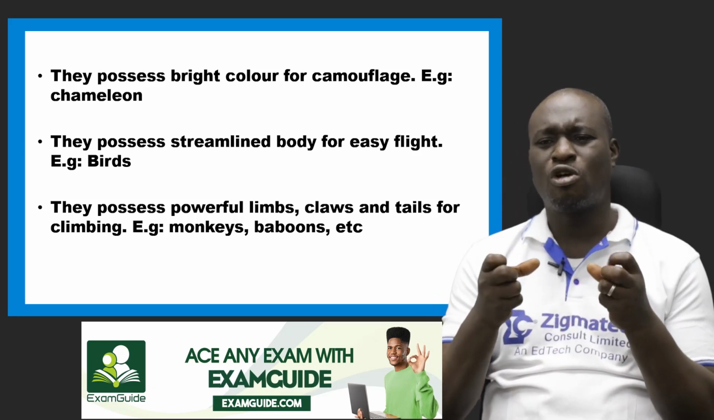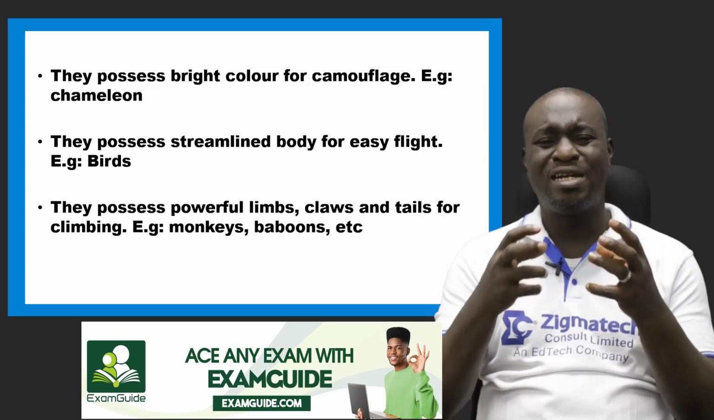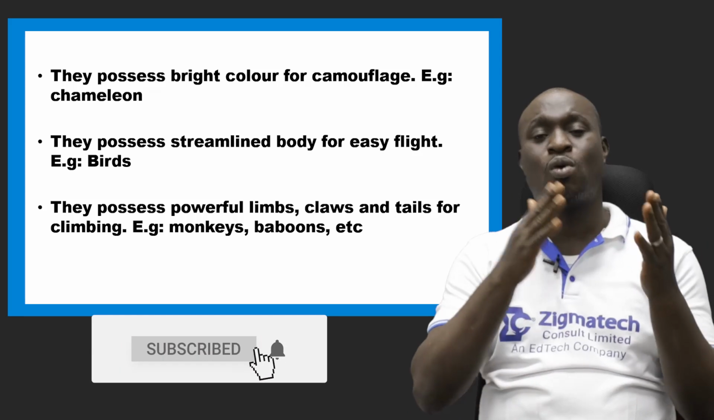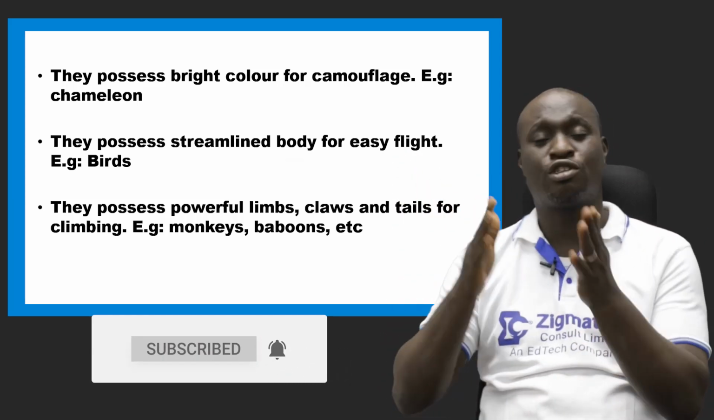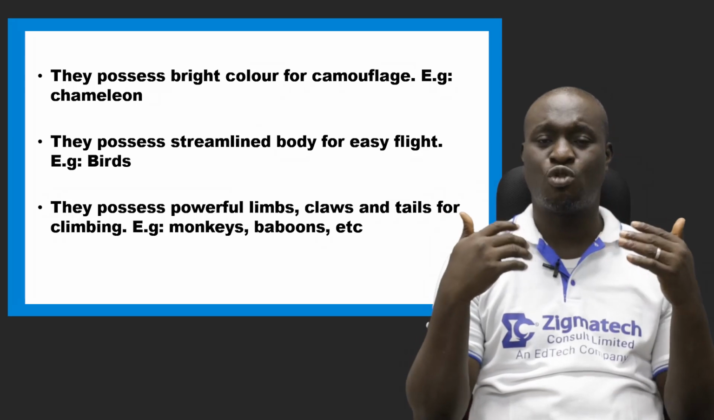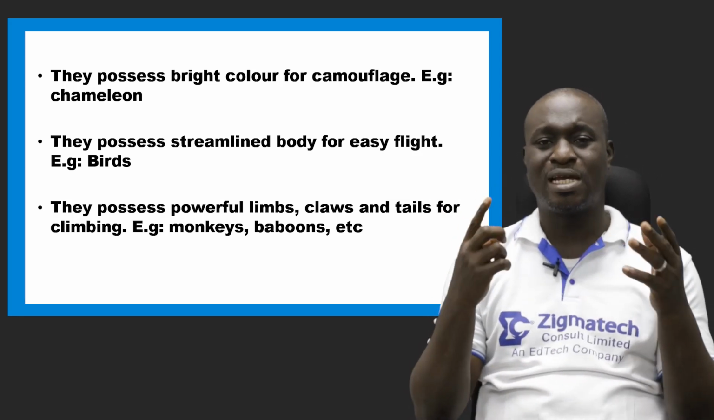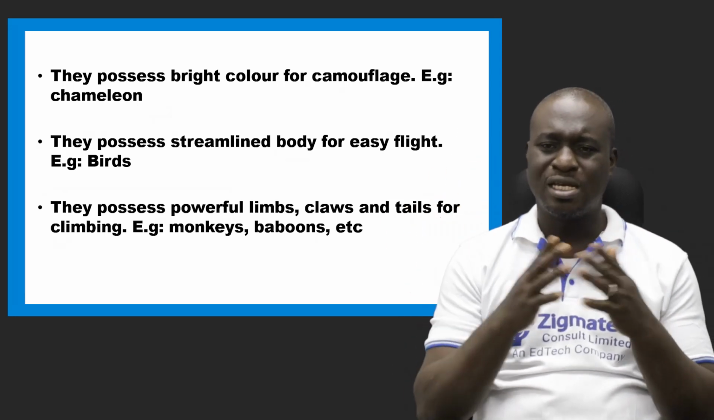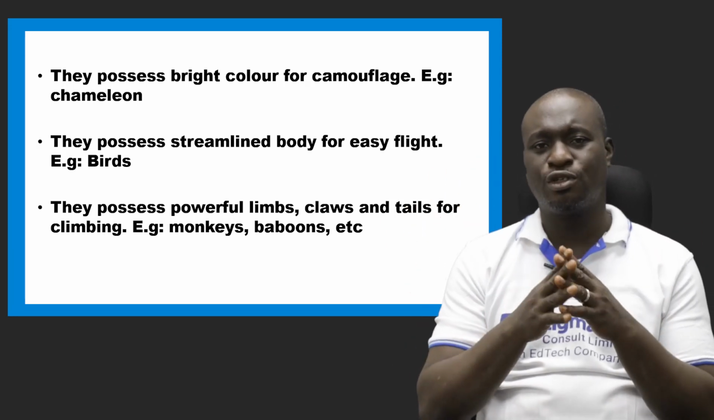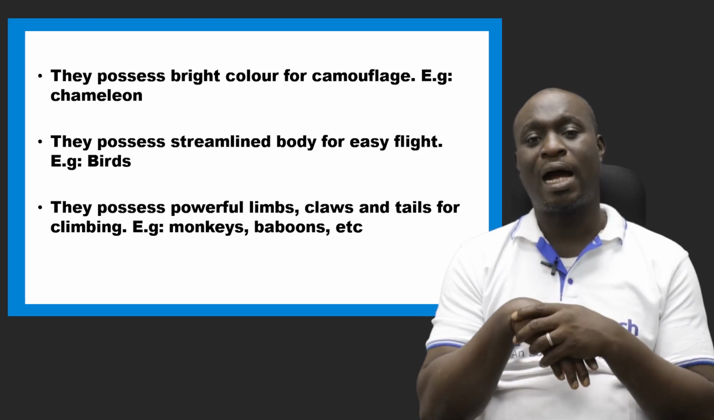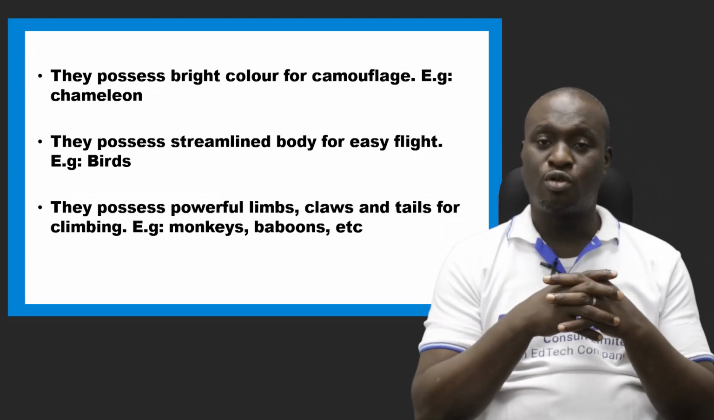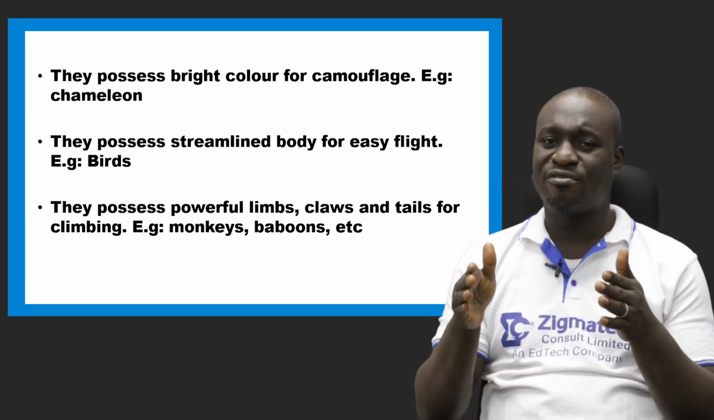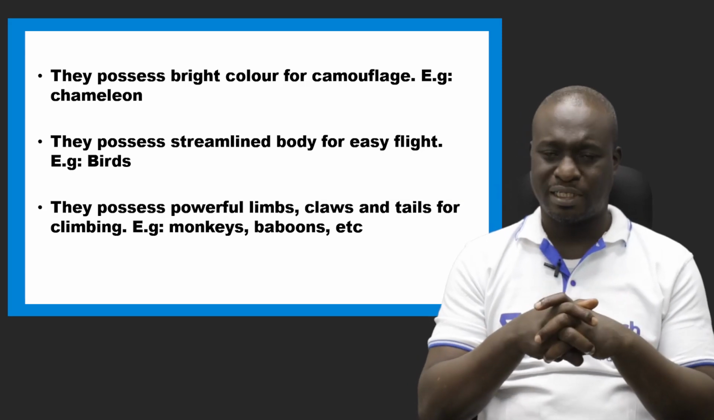They have strong, powerful claws. They have powerful limbs, from which they climb trees and swing from one tree branch to another. You also see them having what we call the prehensile tails. The prehensile tails help them to move from one branch to another. So these are some of the adaptive features that some animals, which we can call arboreal animals, have in order to adapt and survive in arboreal habitats.